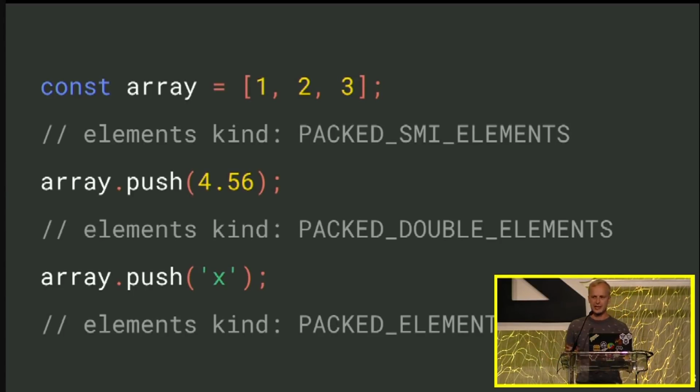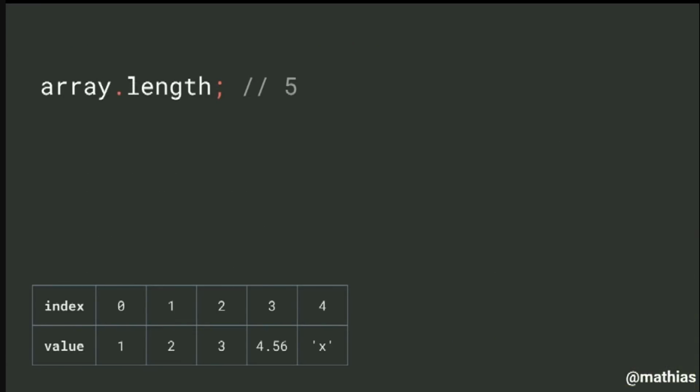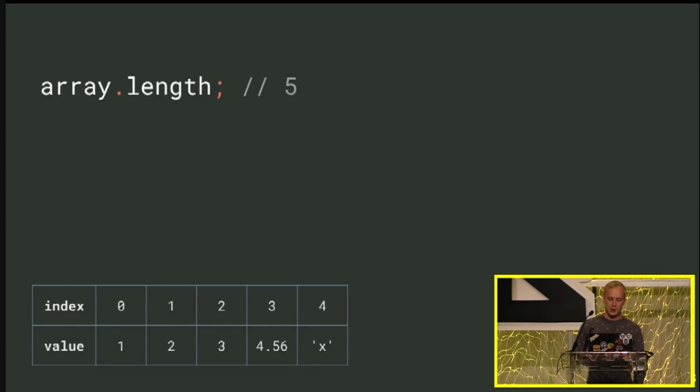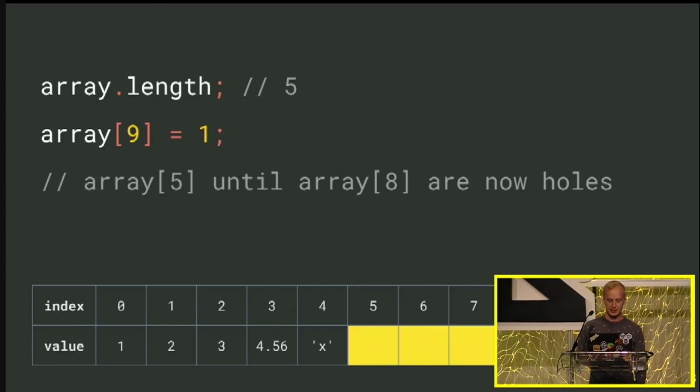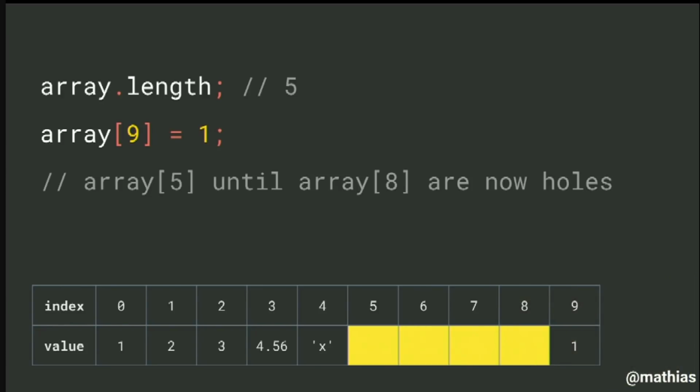So if we go back to that array we had before, we started with 3 elements, then we pushed another one, then we pushed another one. So the array contains 5 items at this point, right? Now, what happens if we assign a value to an index outside of the array's bounds? For example, if we assign a value to position 9 in this array, what happens? Well, it turns out that this creates holes in the array at positions 5 until 8. There is no value there. So the array is now sparse, or holy, as we like to call it on the V8 team.